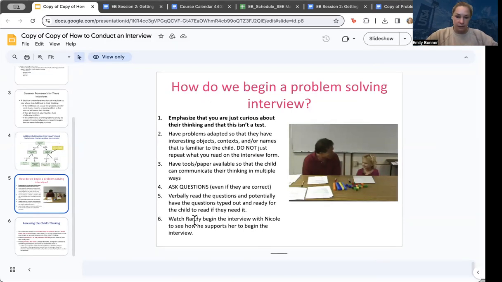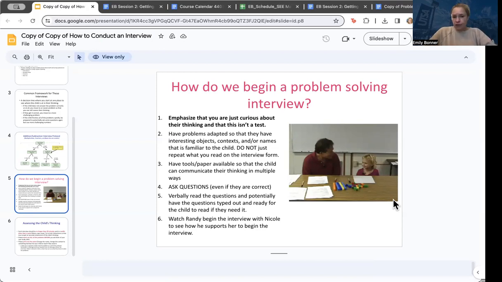So these are just some tips. You can read through these on your own. The ones that I want to emphasize are the way you introduce it. So you want to make sure when you sit down, they're comfortable. You might have some, like you can see here in this picture, she has access to some manipulatives just right in front of her, so that she has them if she wants them, but she doesn't have to use them. She's got paper, markers, that kind of thing. So she can use whatever she wants to solve the problem.